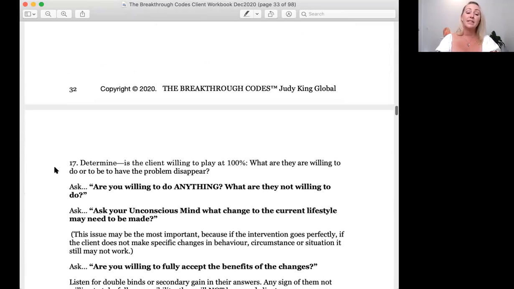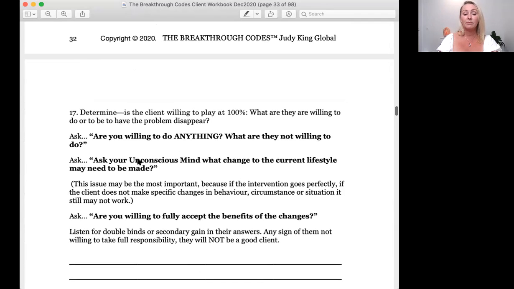So 17 is really key, because this part really determines whether or not you're going to work with them, as well as the modeling piece, if it's a behavior. So are you willing to play it 100%? Are you willing to do anything? Now, if they say, oh yeah, but I'm not willing to jump off a harbour bridge, well, I'm not talking about anything ridiculous, but are you willing to do anything, yes or no?